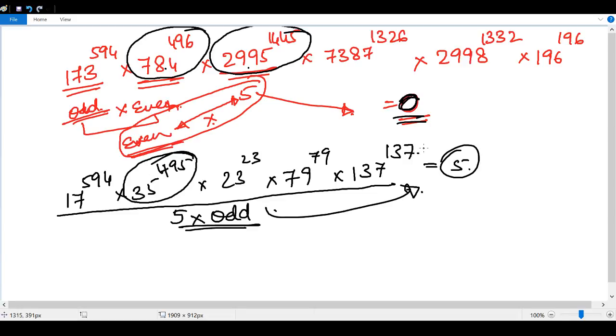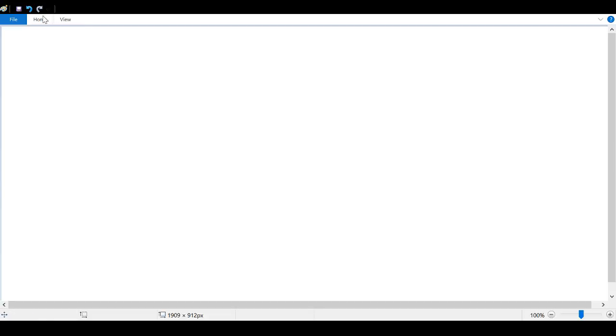So all I have to do is couple of things which I have to always keep in my mind. One, whenever someone is asking me to find the unit digit, do I have a 5 in it? Is the unit digit being multiplied?